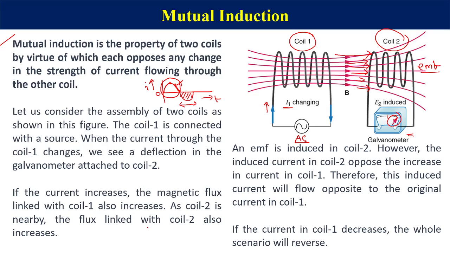This is, by the way, vice versa. If you connect the alternating current source to coil 2 and change the current in coil 2, you will see the same effect in coil 1. So mutual induction is mutual in the true sense. It doesn't have a preference for coil 1 or coil 2. It only depends on the presence of two coils, and if the current in one coil is changed, the effect will be observed in the other coil. All right. So this is all about mutual induction.